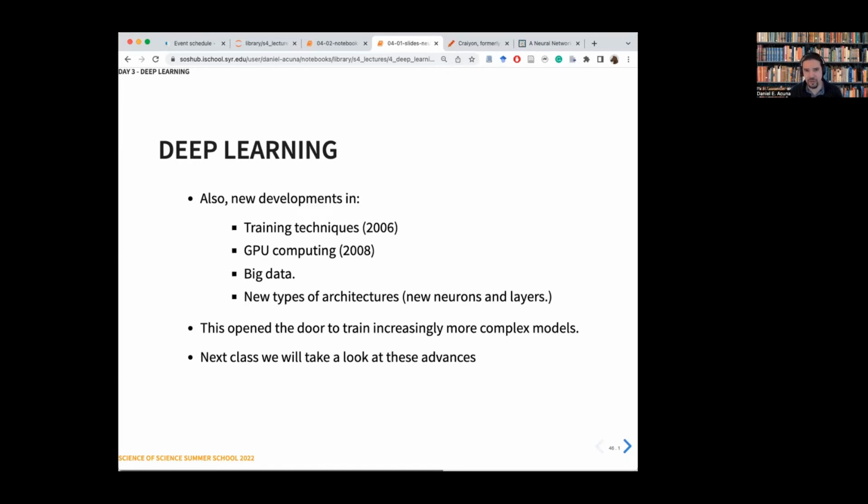In 2012, someone introduced a new deep neural network for a problem in image classification, similar to what I showed you at the beginning. You have images and you want to classify them into different objects. At the time, optimizing neural networks was really complicated.